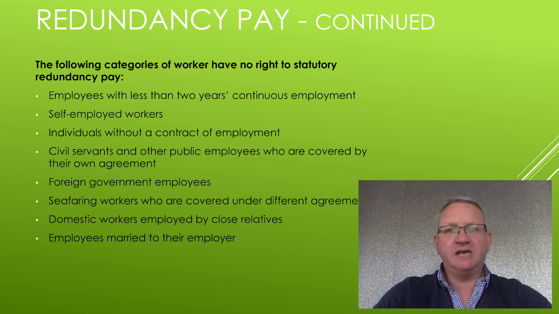So, who isn't entitled to redundancy pay? The following categories of workers have no right to statutory redundancy pay. Employees with less than 2 years continuous employment. Self-employed workers. Individuals without a contract of employment. Civil servants and other public employees who are covered by their own agreement. Foreign government employees. Seafaring workers who are covered under different agreements. Domestic workers employed by close relatives. And employees married to their employer.